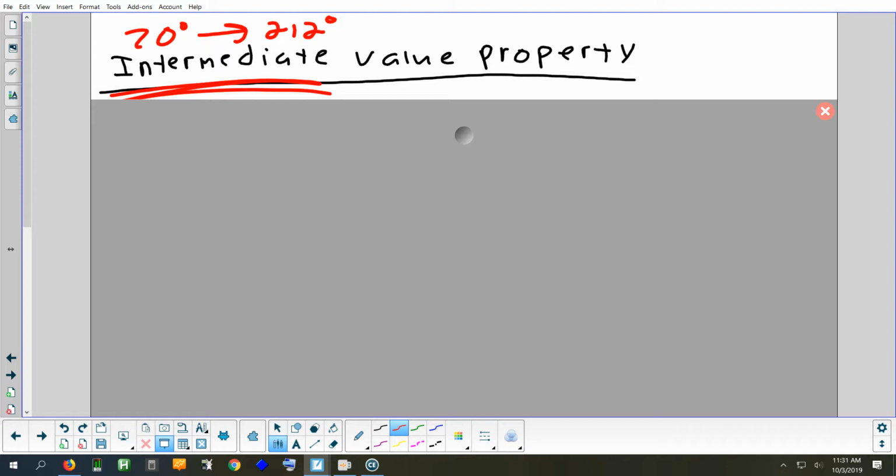Me counting the number of people in this room. 1, 2, 3, 4, 5, 6, 7, 8, 9, 10. Did I count every single number from 1 to 10, including decimals? No, I skipped everything between 2 and 3. I skipped 2.5. I skipped 2.4, 2.16. Right? That is not a continuous example.